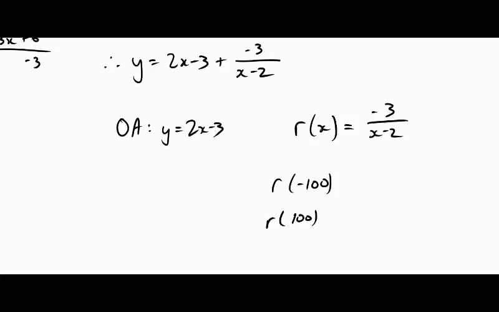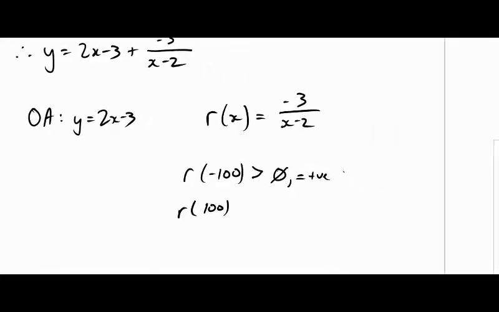So the top is negative, the bottom is negative. I can see that easily. If the bottom was quadratic, there would be more work there, but the bottom is linear, so it's easy. So it's a negative over a negative. So r at negative 100 is going to be greater than 0, or I could say it is equal to a positive. You can say that however you want. Therefore, it's above. And then when I put in 100, I get a negative over a positive. So it's less than 0, or it equals a negative. Therefore, it's below.